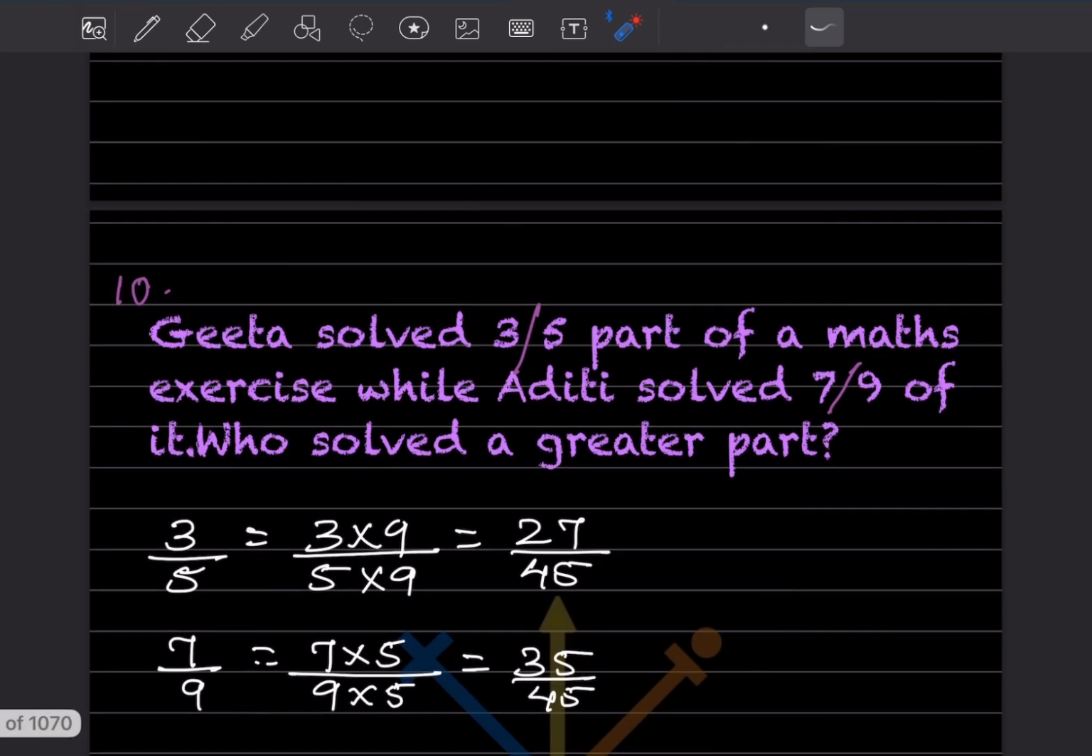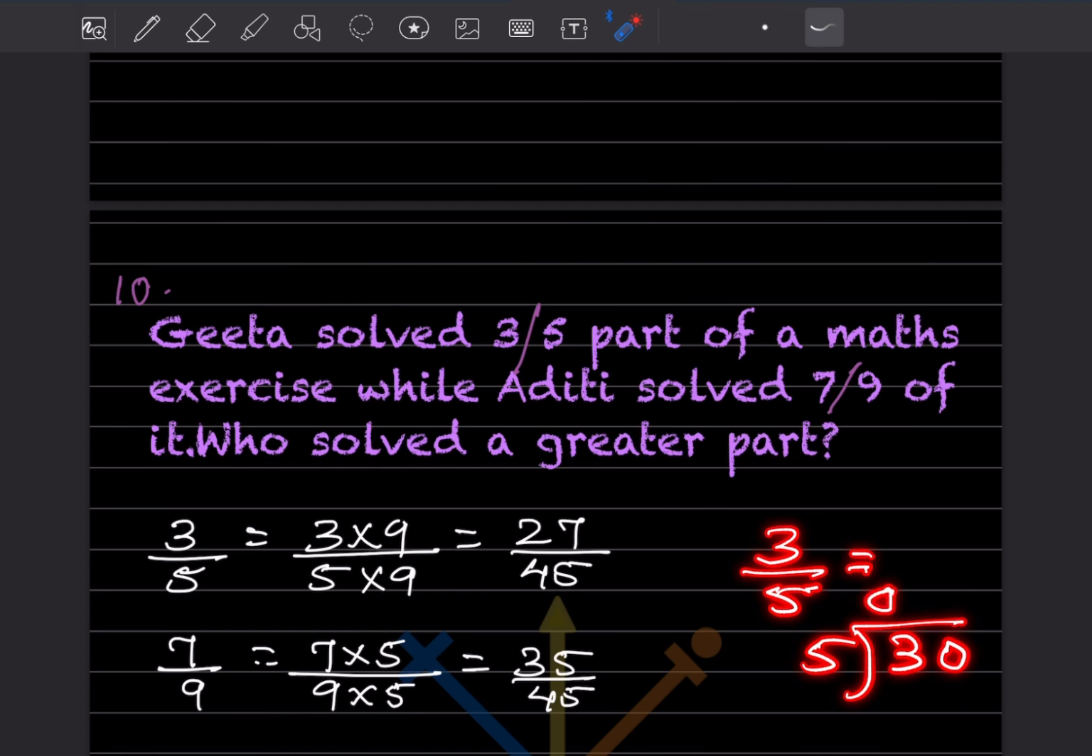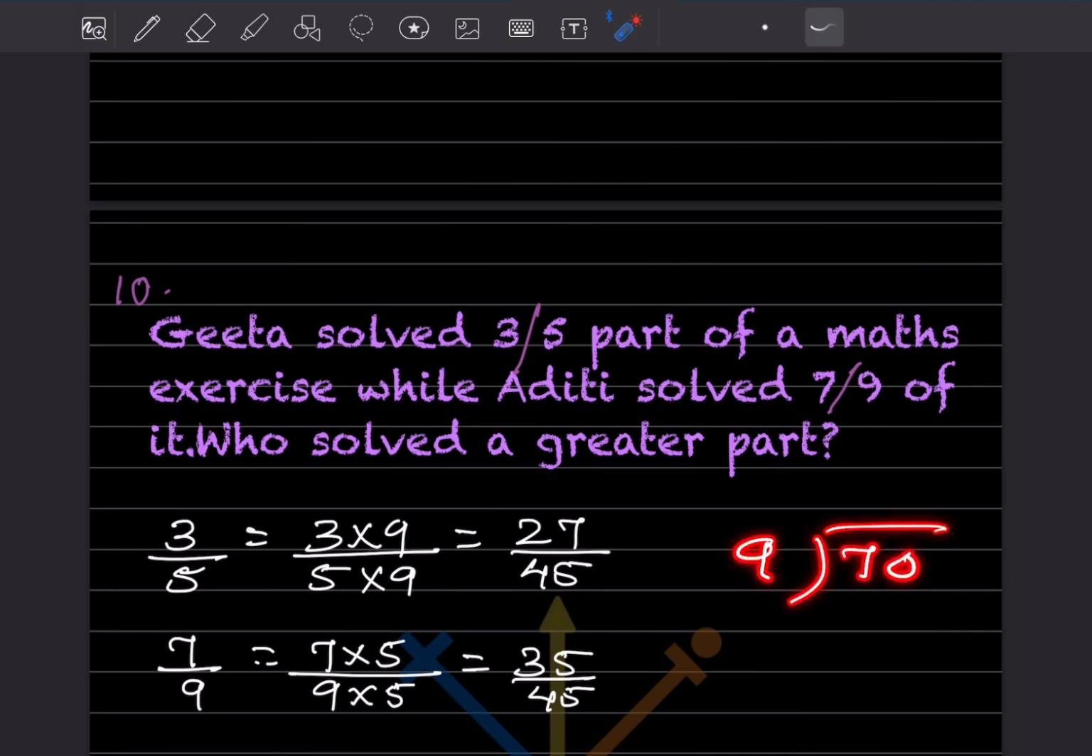Geeta solved 3 by 5 part of a maths exercise while Aditi solved 7 by 9 of it. Who solved the greater part? Now we can see the denominators are different, so directly we cannot say. We can do that by converting to decimals. 3 by 5 means 3 divided by 5, which is 0.6. And same thing for 7 by 9. That is going to be 9 7s are 63, and again this goes on as 0.77.